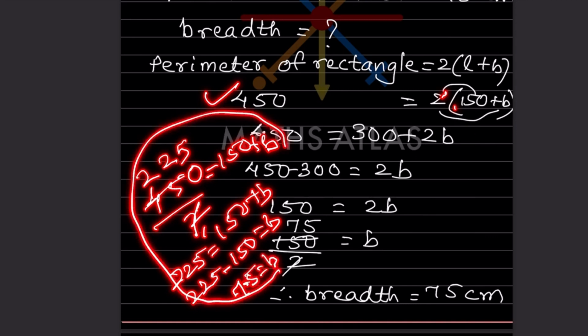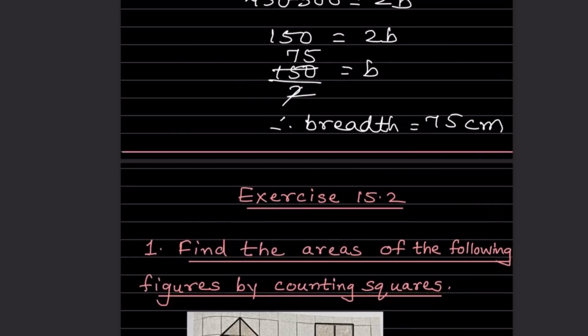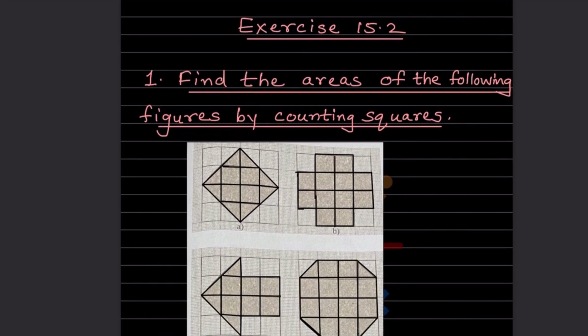This is the other way to do it. In maths there are many methods. You can solve it any way. So hope you got this one also, because this is multiplication, when it goes to the other side, it gets divided. Now the next question, that is exercise 15.2.